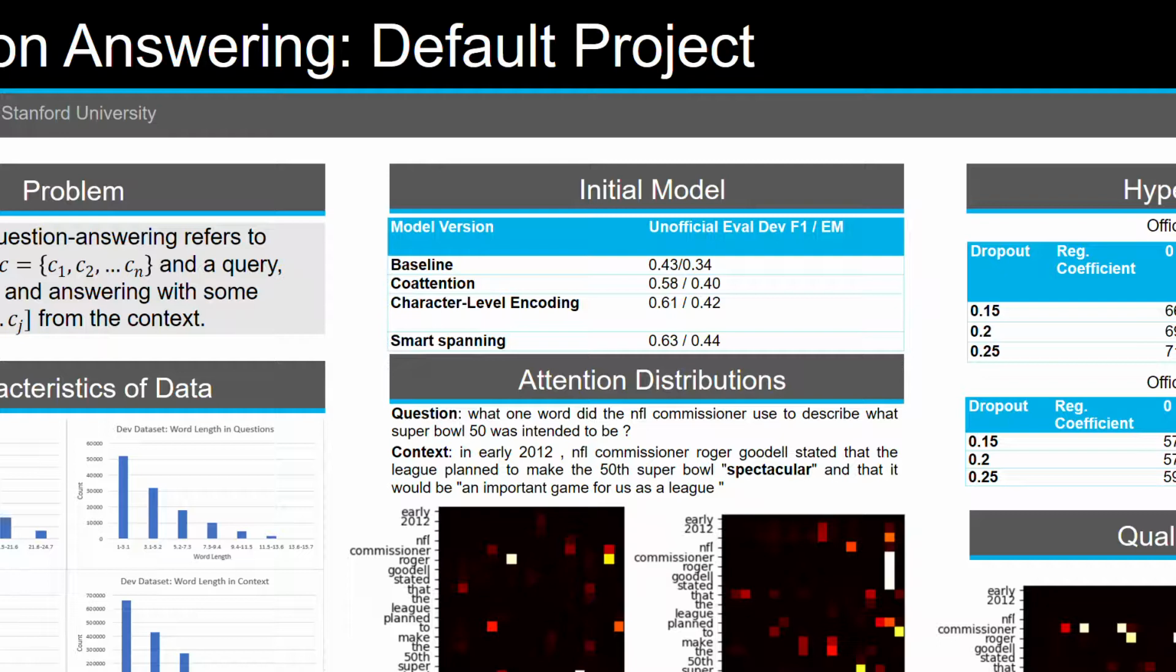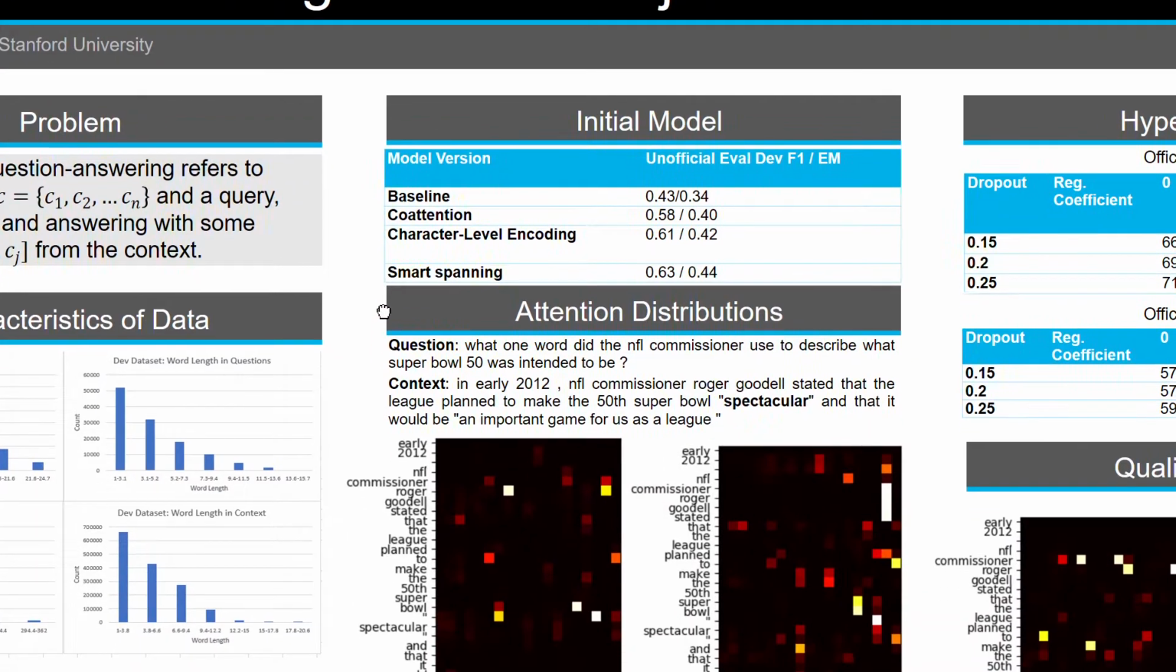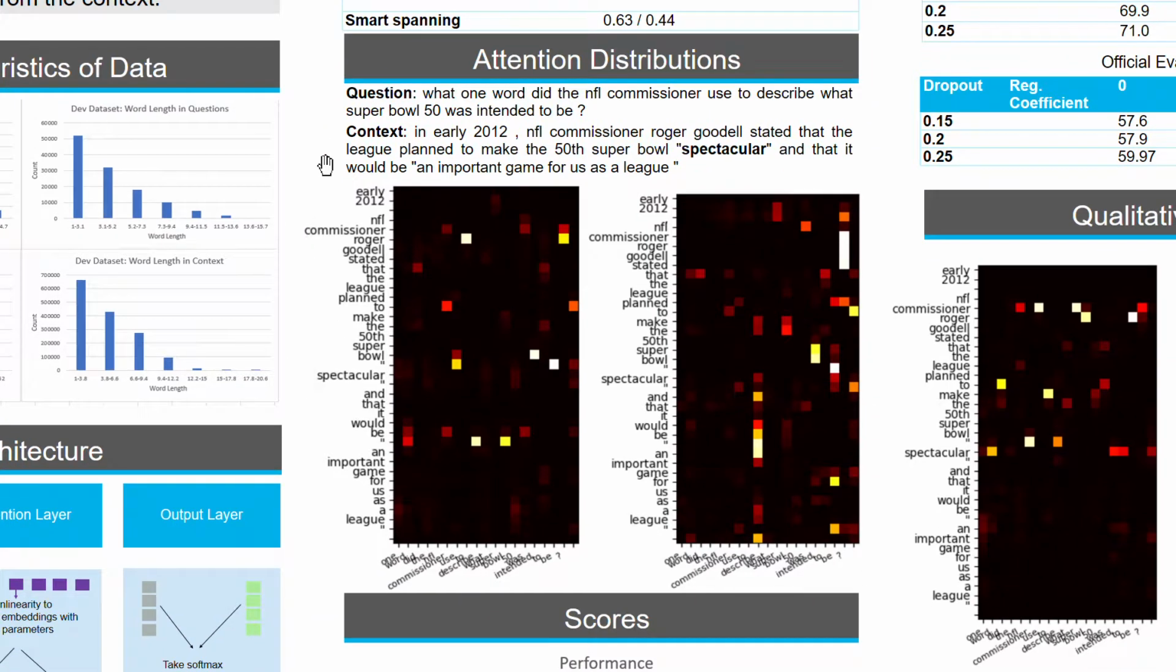At this stage, I wanted to do some analysis of where it stood. First off, I mentioned the attention distributions, and so I wanted to visualize those at this stage, look at the examples, see what was going on. So this is an example. Up here we see the question, and down here the context. The question is what word did the NFL commissioner use to describe what Super Bowl 50 was intended to be, and the right answer is spectacular. In this case, we had a correct result: an EM match and then a full F1 score.